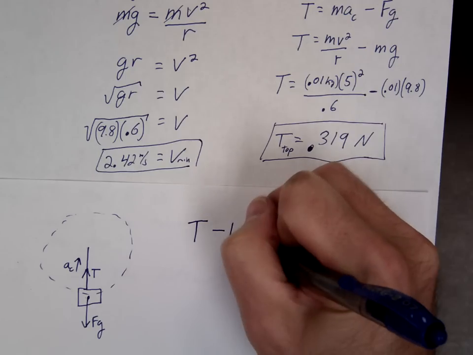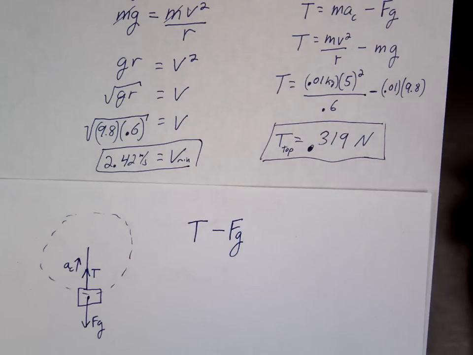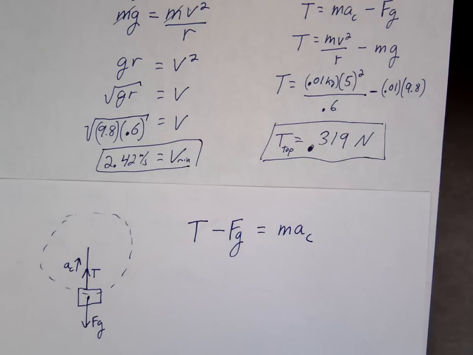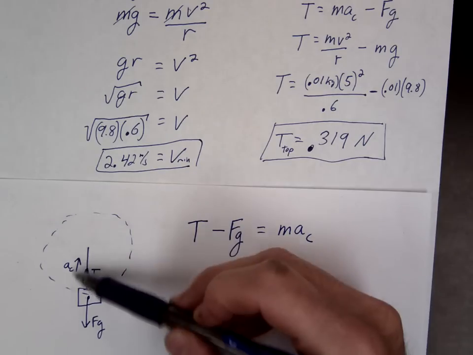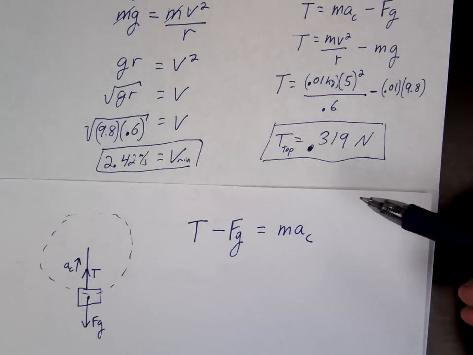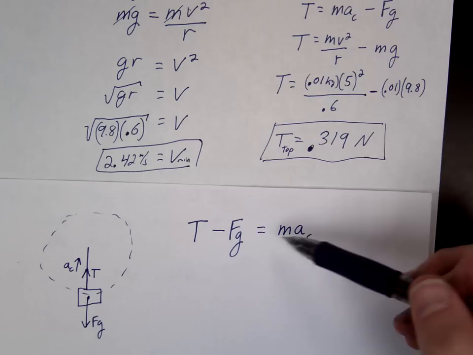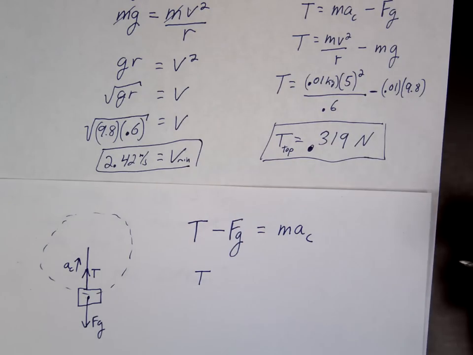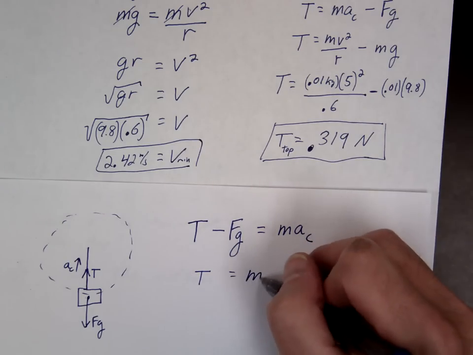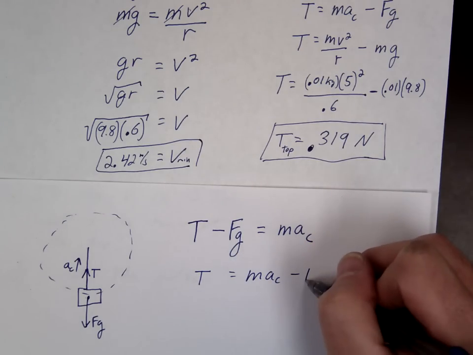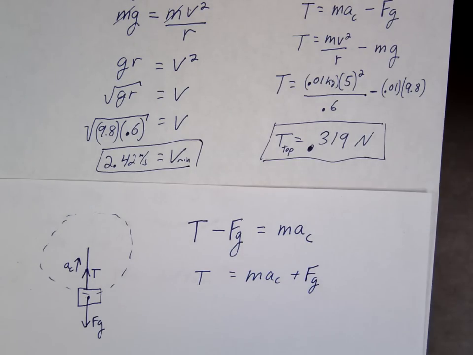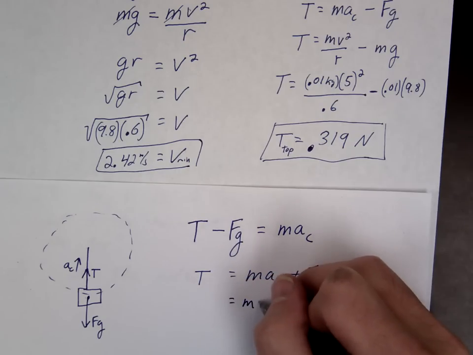Gravity is going to be negative again because it's going down. And then our MAC, our AC is going up, so we're going to just keep it positive. Okay? So that's it. That's the only change. Only difference is the tension and the gravity are in opposite directions this time. So notice what we're left with, MAC plus Fg. Okay, MV squared over R.